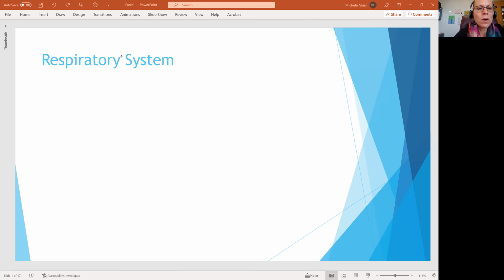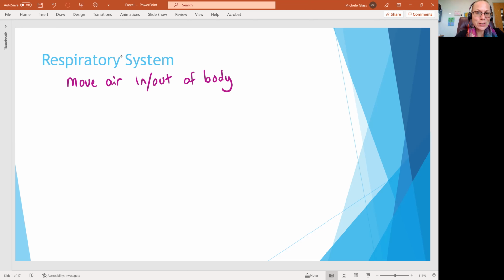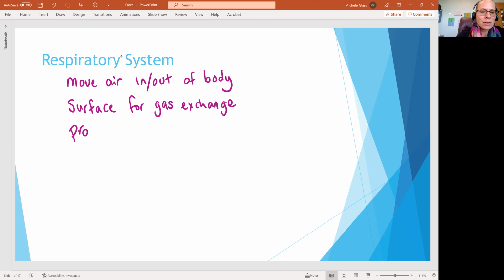And of course, one obvious function is to move air in and out of the body. So just getting air from our atmosphere into our body and used air from our body back out into the atmosphere. We will also see the respiratory system has a surface for gas exchange. And so these are two important things. We have to get that air into the body, and then we have to get that gas into our bloodstream. And so that's what we're talking about with gas exchange. And then we also see the respiratory system is important in our production of sound.